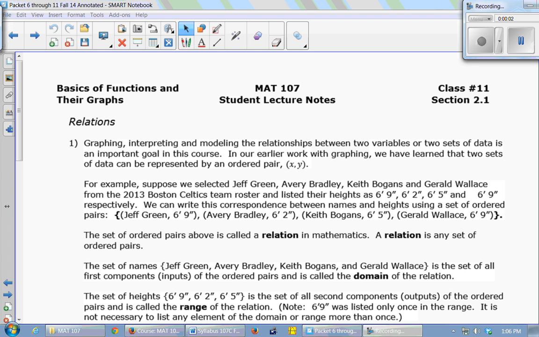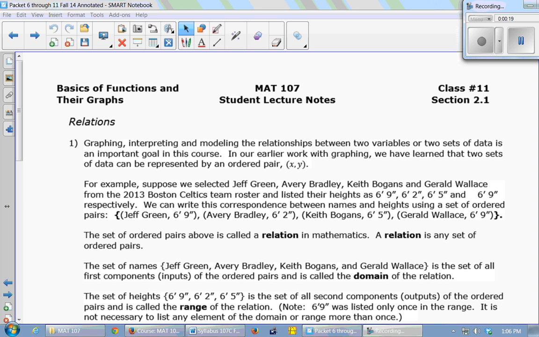So class 11, we're going to start by talking about relations. Graphing, interpreting, and modeling the relationships between two variables or two sets of data is an important goal for this course. So we're going to study all kinds of different relationships between two variables.